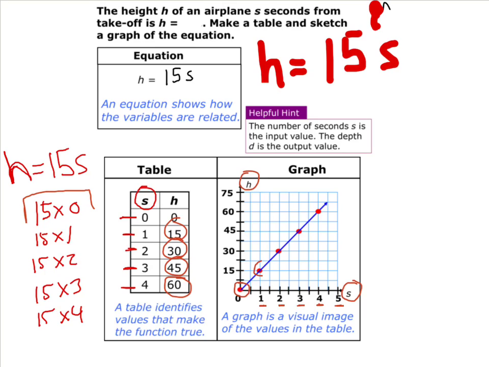15 times 1 gives us 15. 15 times 2 gives us 30. 15 times 3 gives us 45. 15 times 4 gives us 60. Okay, that gives us our graph right there. And that's all there is to it. Okay, so let's take a look at our next slide.